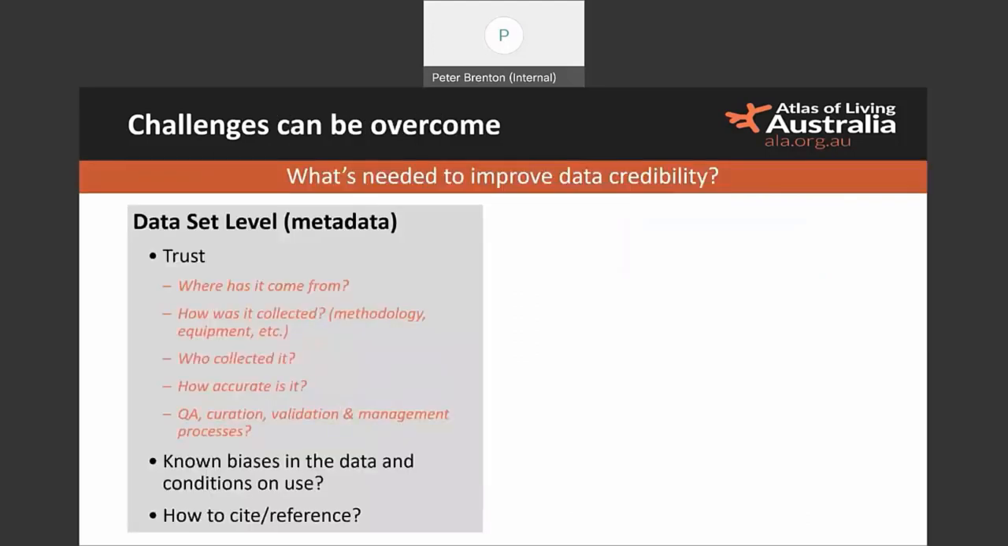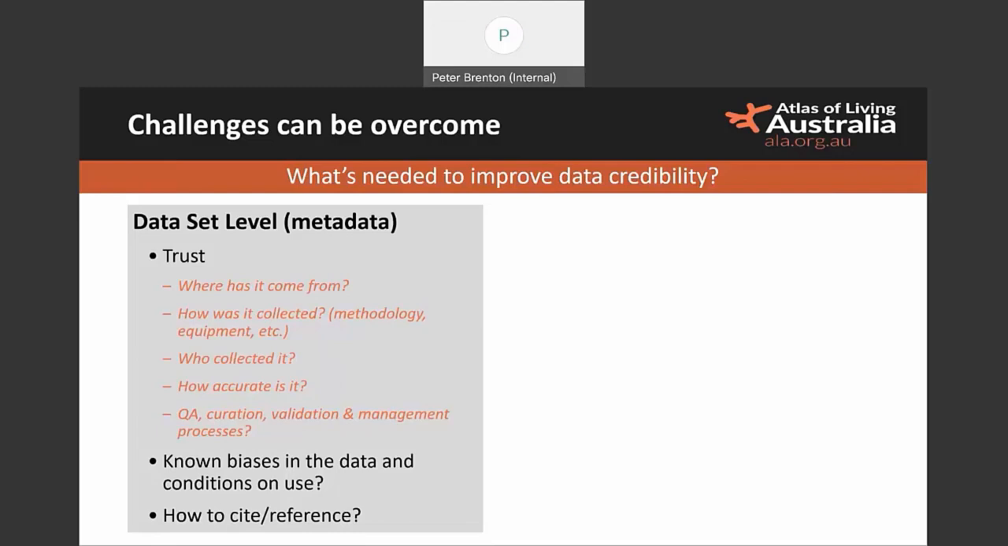So what sort of things can we do to solve this credibility problem? First of all, there's data set level information. This is the metadata that describes the actual record set. Downstream users want to be able to determine where it's come from and how it was collected, what methodology and equipment were used, how consistently the methods were applied, who collected it and how accurate it is, and what validation and management processes have been used to verify the information. Also, whether there are any known biases, whether they're allowed to use it and under what conditions, and how to cite and reference the information.